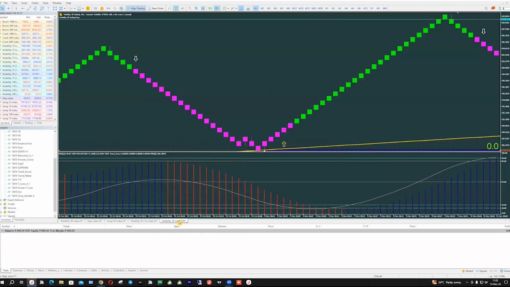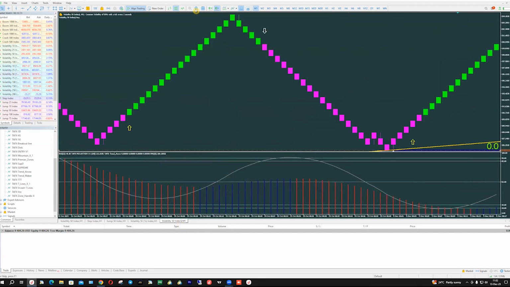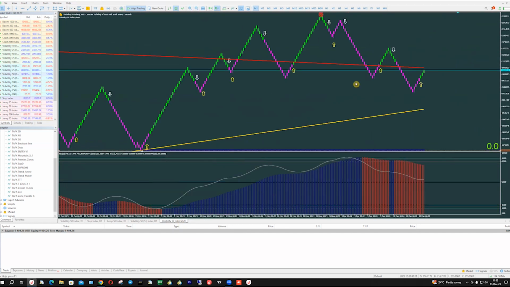All right, I want you to get a full understanding of those entry points. So here I can enter. No, we don't enter here. There is no indication, either for trend maker, premium zone, or trend line. No.